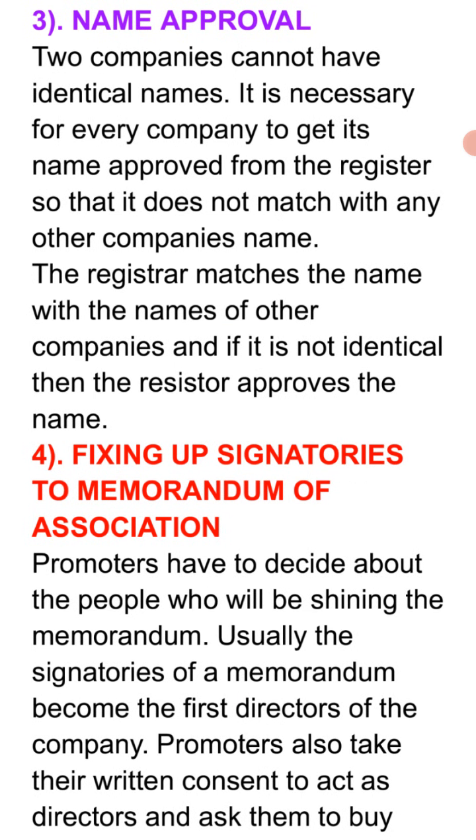Thereafter, the third stage is name approval. It is very essential for every company to have a specific name, and it is ruled that two companies cannot have identical names. There must be different names. So it is necessary for every company to get its name approved from the registrar. Initially, the name must be approved by the registrar, and only then can you use the name. And why is it so? Because there must not be a match between the names of the companies.